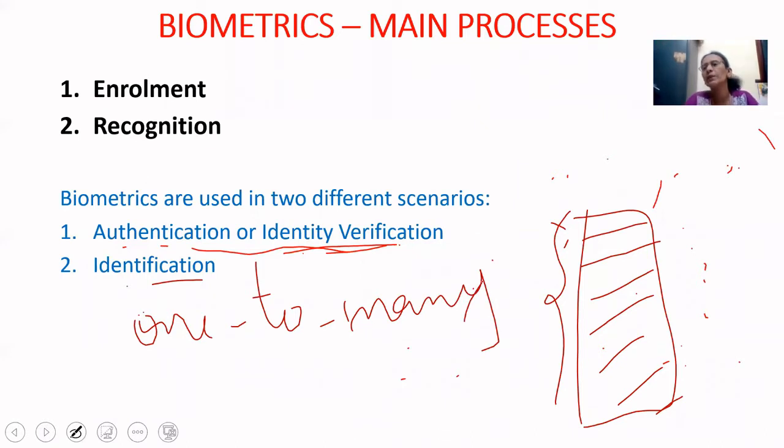For example, in the police department, say they have nabbed a criminal, they take a biometric sample, and they already have so many samples stored with them. They match them and try to find out whether it is the same person or not. That is one-to-many, so this scenario is used in forensics and criminology. So biometrics are used either for authentication or for identification.